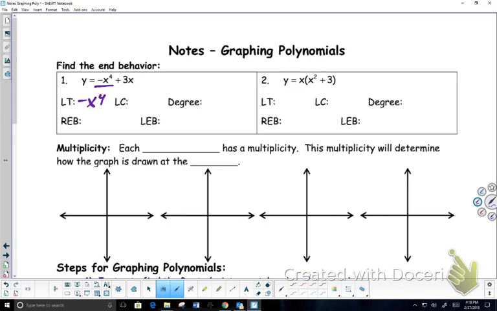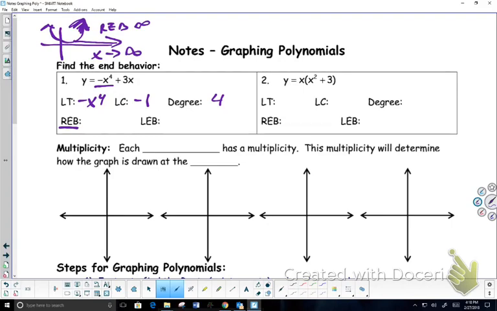Your leading coefficient is going to be the number out in front of negative x to the fourth, which would be negative 1. And your degree is going to be whatever the exponent is, which is 4. My right-hand behavior is going to be what the right side of my graph is doing. For example, if I drew a quadratic that looks, say, something like this, well, this is my right-hand behavior. As x goes to infinity, my y value I am approaching is going to go up forever. So my right-hand behavior of this graph would be y is going to be approaching infinity.